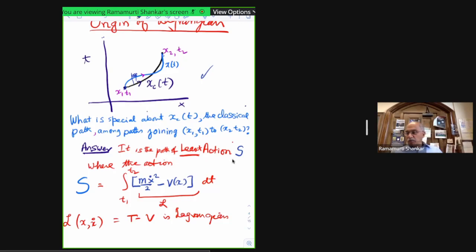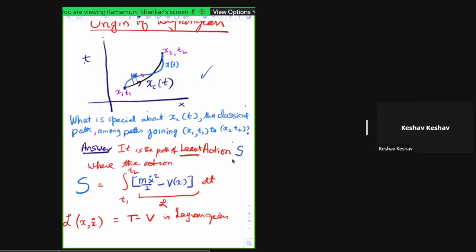So any questions about this thing? What's called the principle of least action. That is the new postulate of mechanics. I have one. Yes.